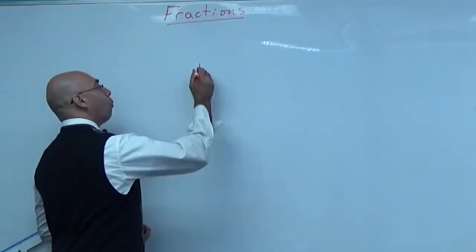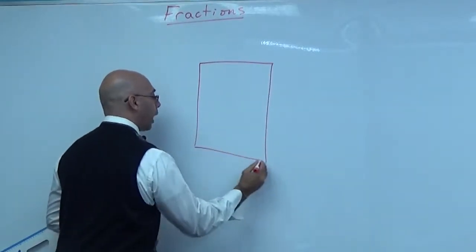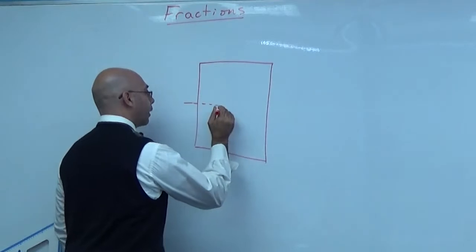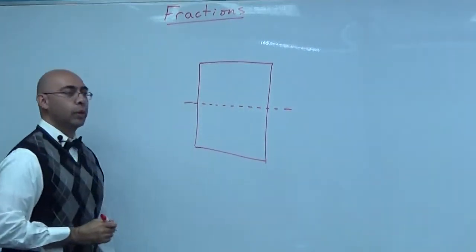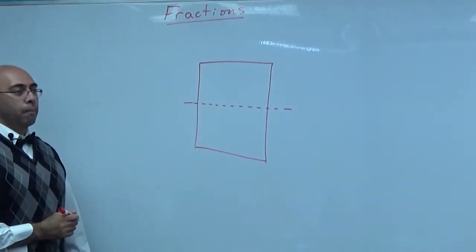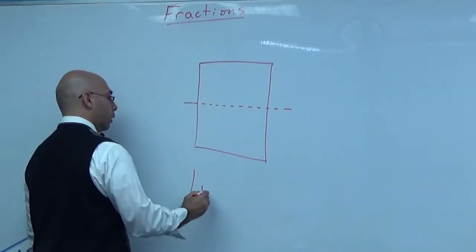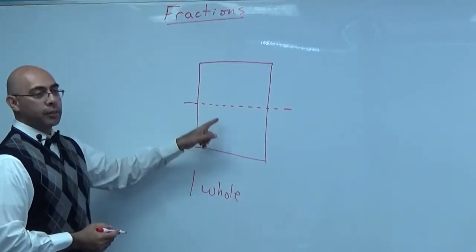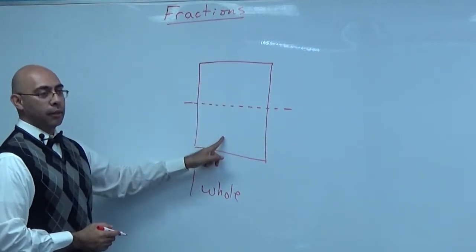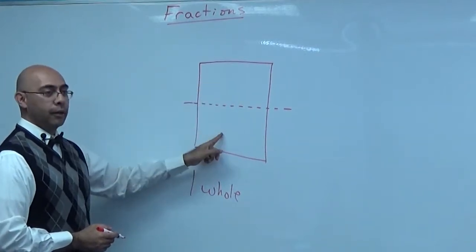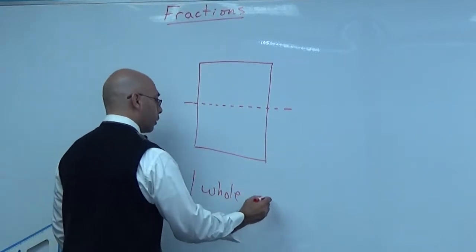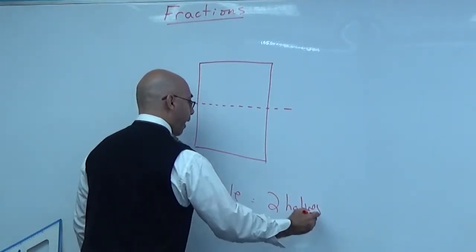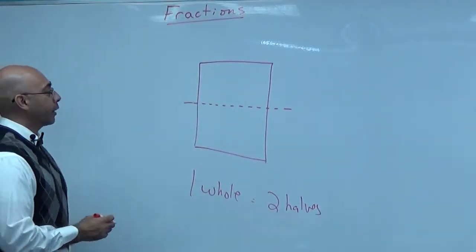Here is 1 whole block. I'm going to cut this block into 2 equal parts. So this is 1 whole block, correct? But I cut it into how many equal parts? 2. And how many parts are there? 2. All right. Or you can think of it as 2 halves.